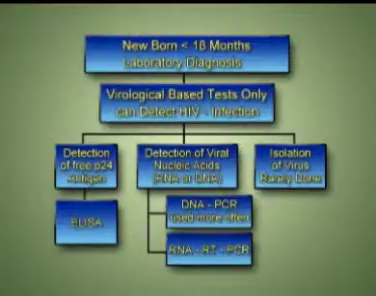The laboratory diagnosis is made. In the newborn below 18 months, the laboratory diagnosis is made. Virological based tests only can detect the HIV infection, we know it. The detection of free antigen, the detection of the viral nucleic acids, the isolation of the virus, which is rarely done, but these are the ways through which the laboratory diagnosis is done.